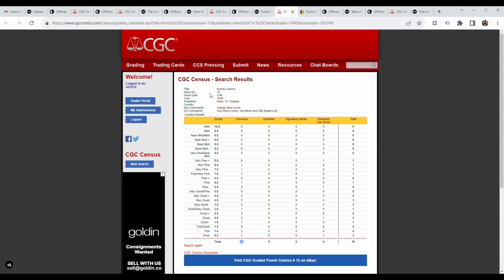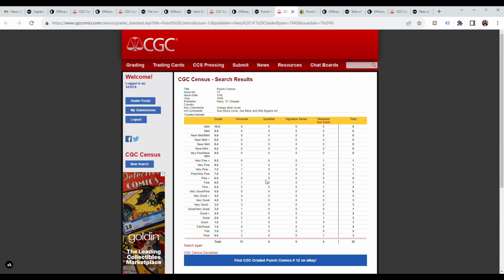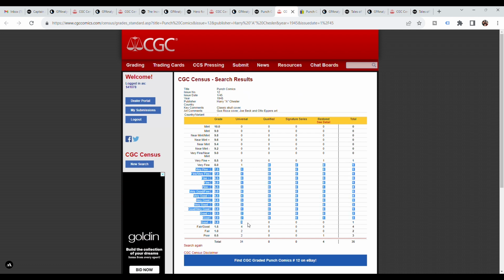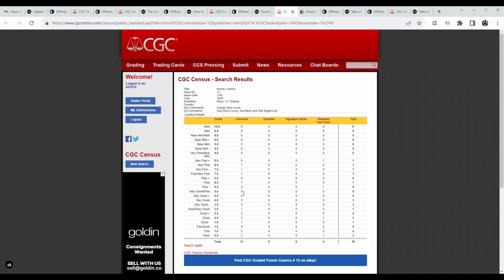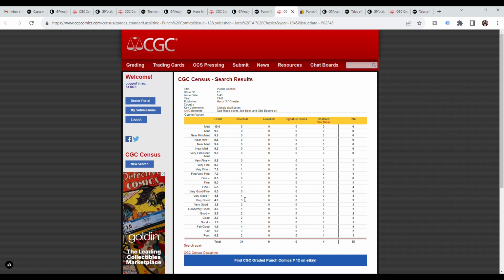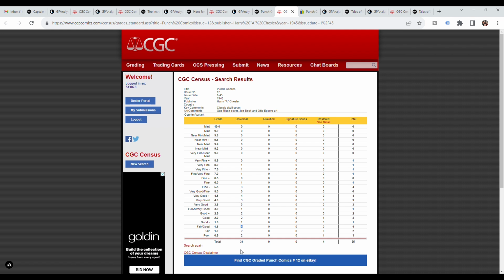Also, just a ghost of a book. Here you can see Punch Comics 12. Single digits for every single grade. The highest number in any one grade is 4. So there's 4 1.5s, there's 4 4.5s, there's 31 total unrestored copies.